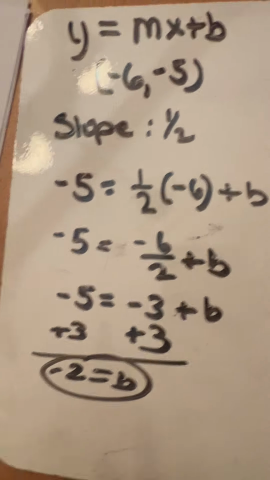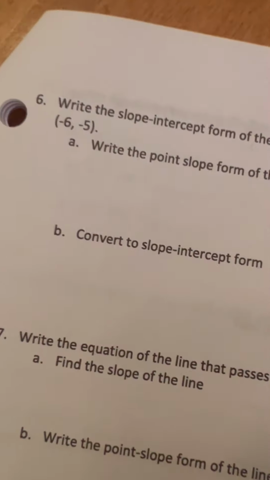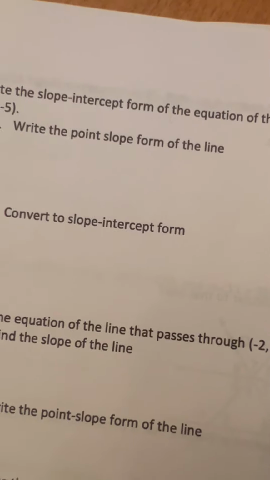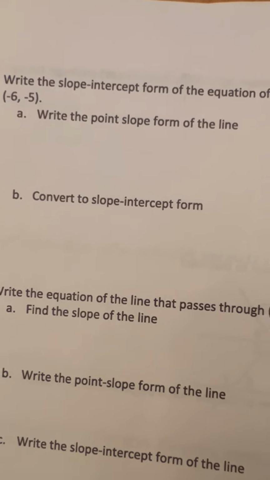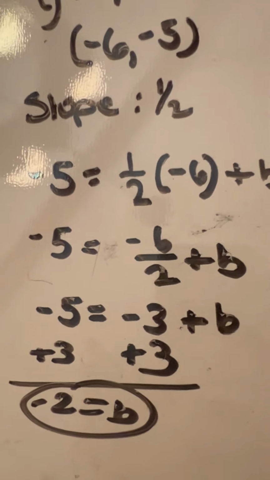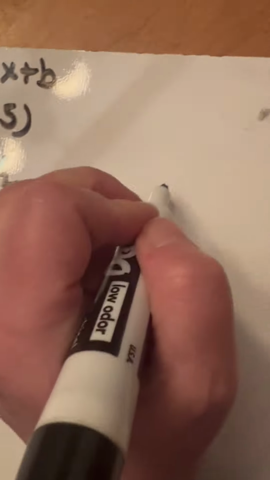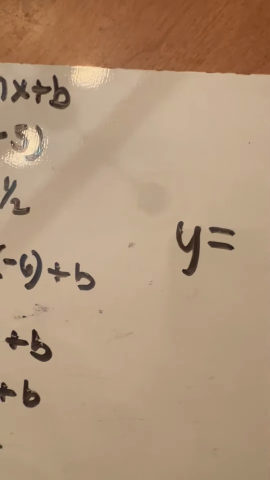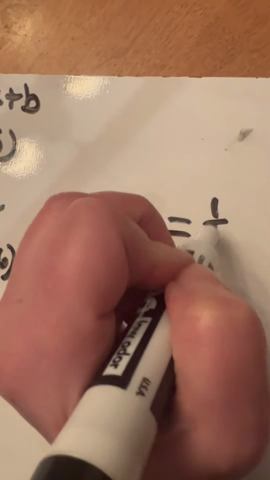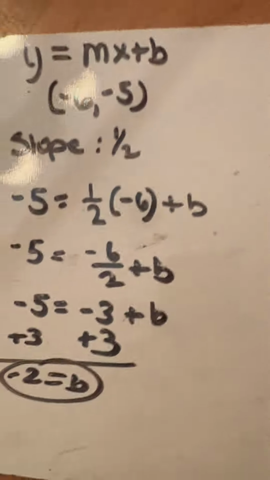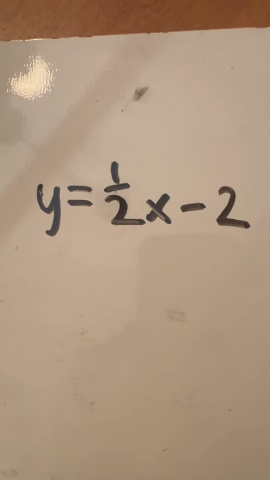So we're asked in this question to write the point-slope form of a line and convert it into slope-intercept form. So I'm going to show you the slope-intercept form first because I got that all set. So I have the slope, I have the intercept. So my slope-intercept form will be y equals our slope of 1/2, then x, and then -2. So that is slope-intercept form.